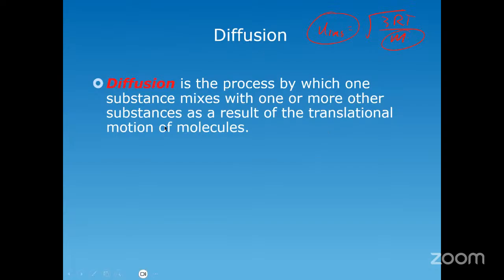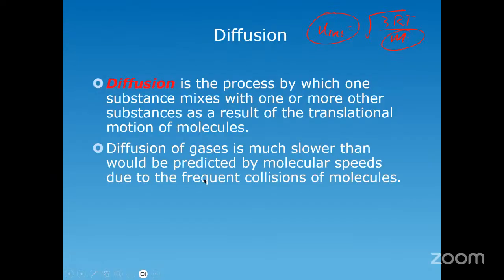So one thing that was looked at in order to do that is diffusion of a gas in an experiment. This is the definition of diffusion. Diffusion is a process by which one substance mixes with one or more other substances as a result of the translational motion of molecules. Now, if you try to use this equation to make predictions in terms of the diffusion of gases, what you'll find is that diffusion doesn't relate well to the equation that we have here.